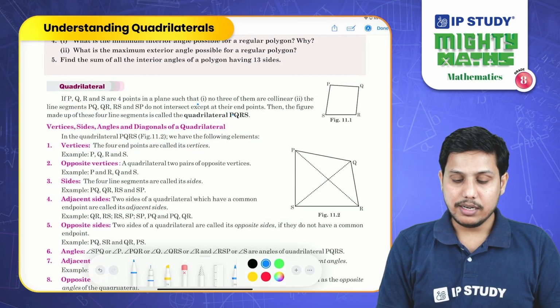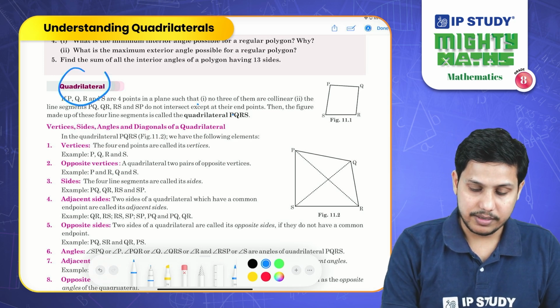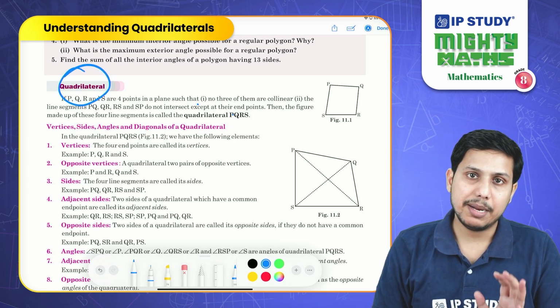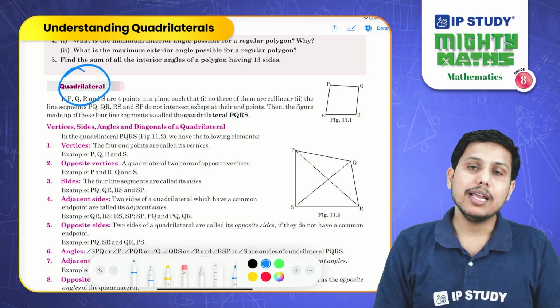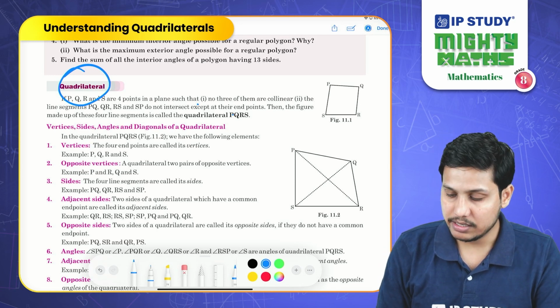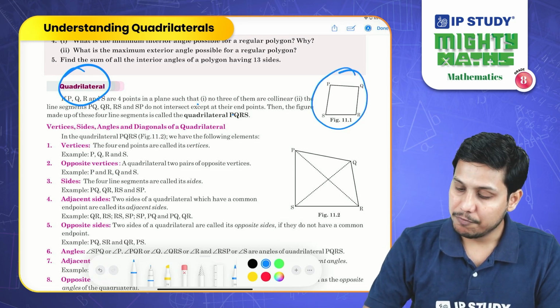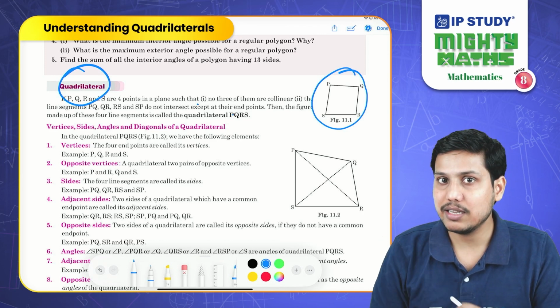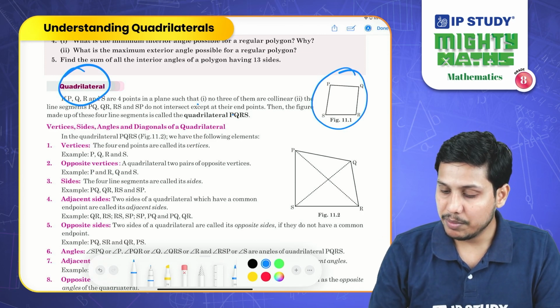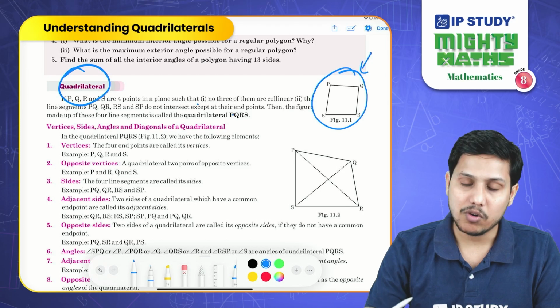Okay, so students, the next topic is quadrilateral. A quadrilateral is a polygon made up of 4 line segments and there are 4 vertices that we can see. Let's suppose we have a polygon PQRS which is made up of 4 vertices. So 4 vertices will form a polygon which we can call a quadrilateral.